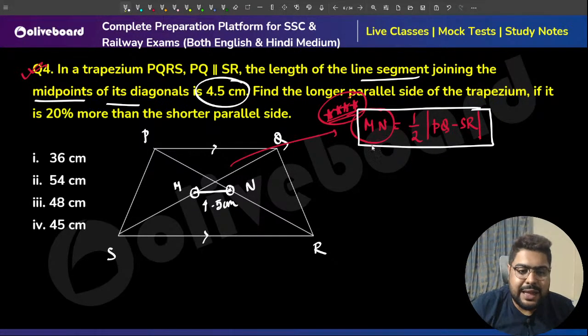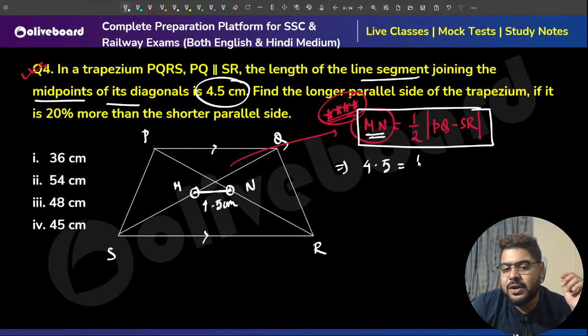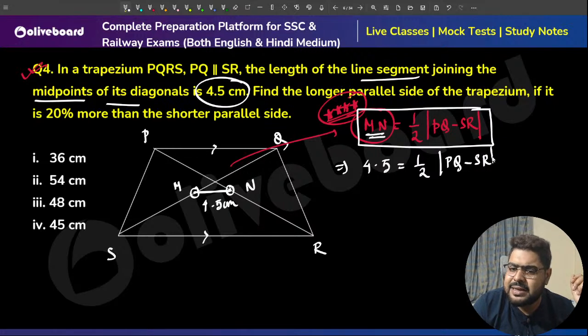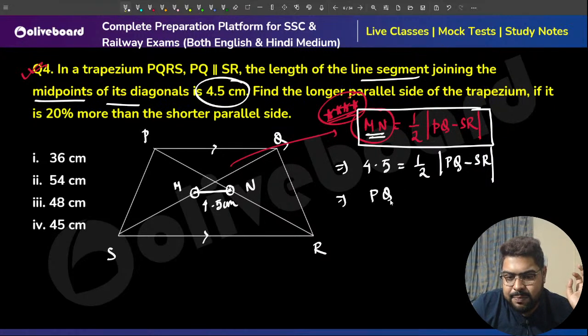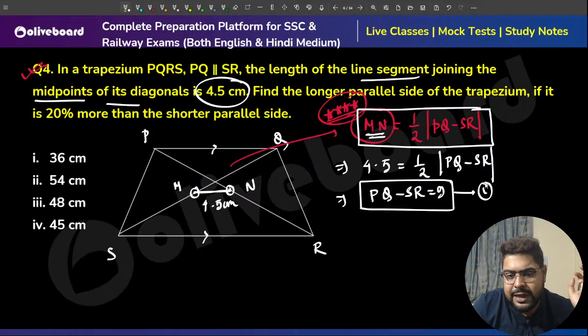Sir, now, according to the question, this is 4.5, sir. It is equal to half into PQ minus SR. Now, I don't know which is greater, which is less. I can avoid this for the time being. Sir, can I say PQ minus SR will be 9, sir? So, one equation I got.